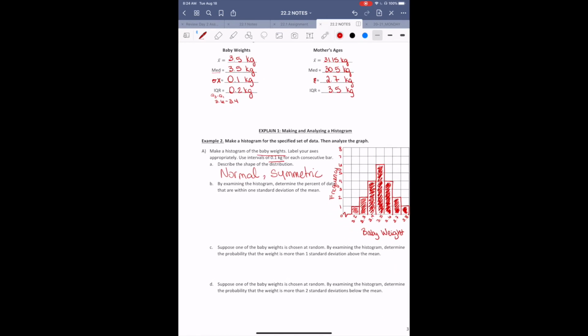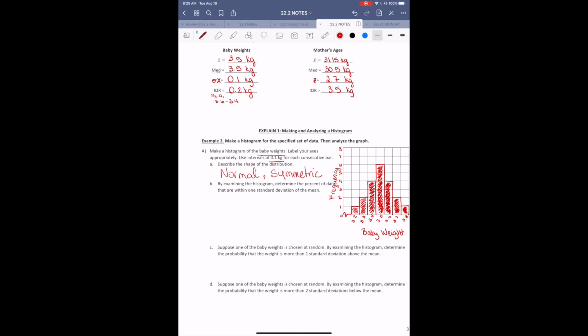Okay. Now, for B, it says by examining the histogram, determine the percent of data that are within 1 standard deviation of the mean. Now, this is where it's going to get tricky because we're going to have to use the information from up top, right? We found the mean and the standard deviation up top, and we're going to use that information to determine the percentage of data that fall between that standard deviation.